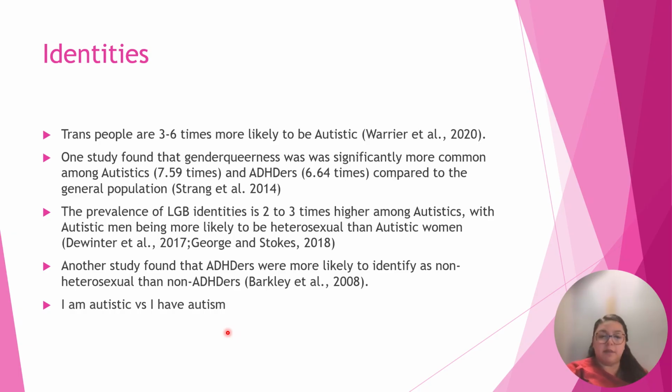But going back, we have genderqueer is significantly more common in people with ADHD compared to the general population. The prevalence of LGBT identities is 2 to 3 times higher among people with autism, and autistic men being more likely to be heterosexual than autistic women. Other studies found that ADHD people were more likely to identify as non-heterosexual than non-ADHD people, or people without the diagnosis. All right.